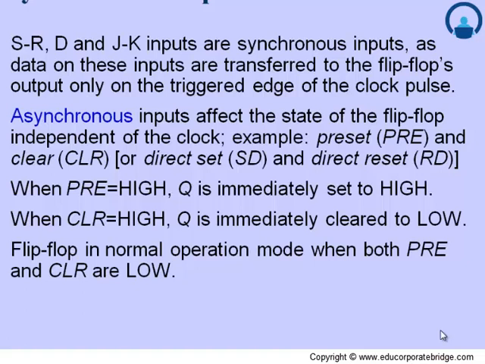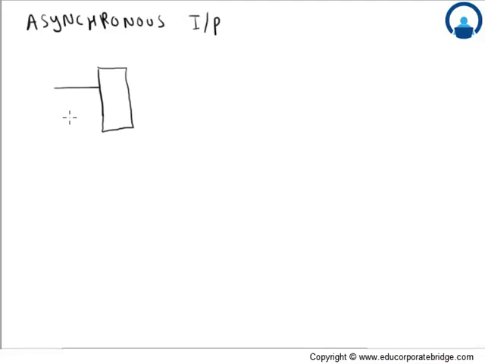Let me show you with the circuit diagram. Let's say the circuit diagram for an SR flip-flop. S, R, these are the inputs. Q, Q bar are the outputs. If we give a preset input here, we can see the bubble, which makes it clear that it is a negative, active low input, and the other input will be the clear input.